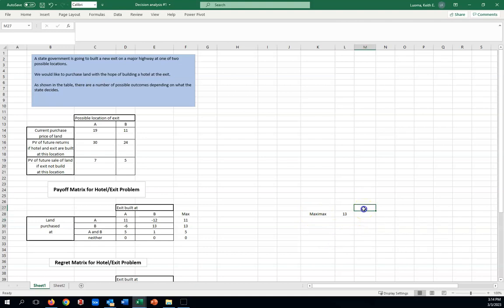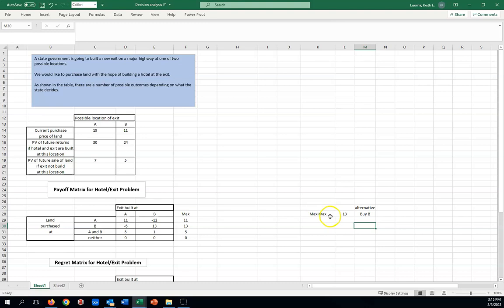Well, our alternative that we would choose based on this, then, we would just look at the 13 there, and that corresponds to purchasing land at location B. Okay, so B.